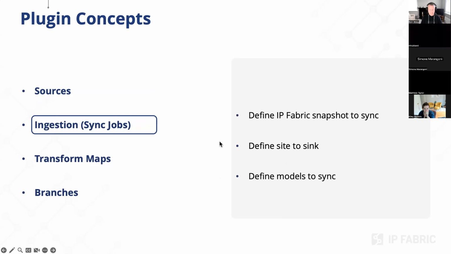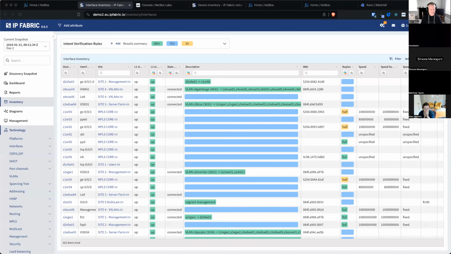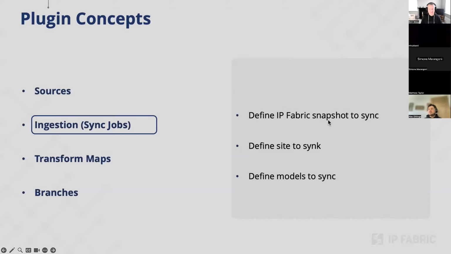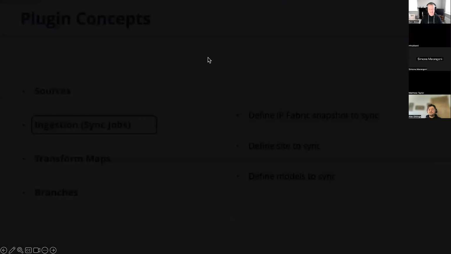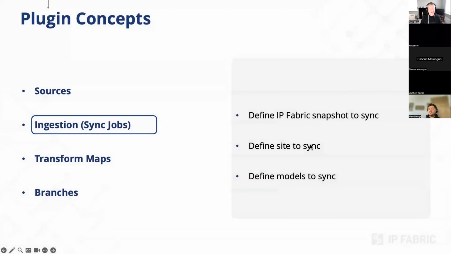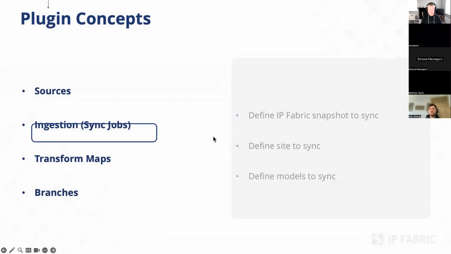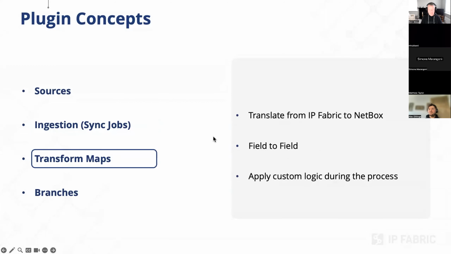Ingestions, what are they? They define what data to sync. I've got a typo in there, I've put sync into the SYNC. Let's quickly fix it. Yeah, so they define the site to sync, define the models to sync, and define the snapshot we want to sync. The next one is transform maps.